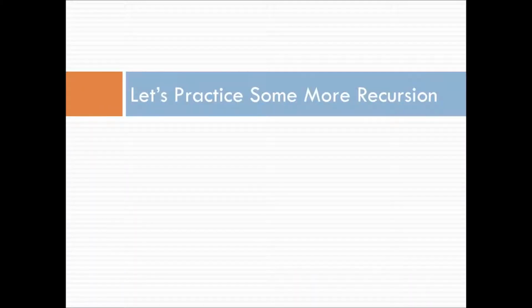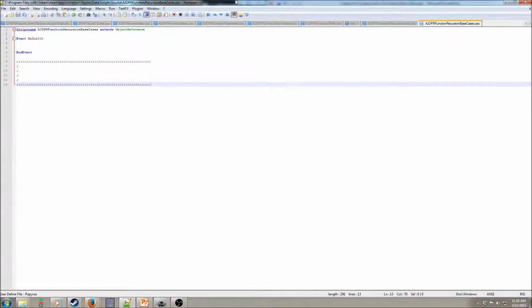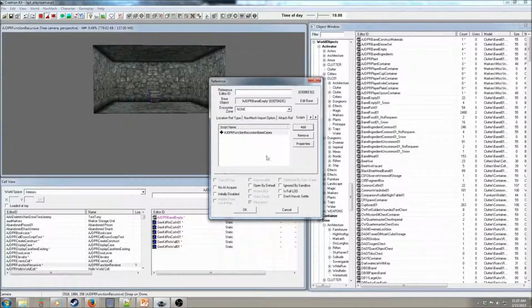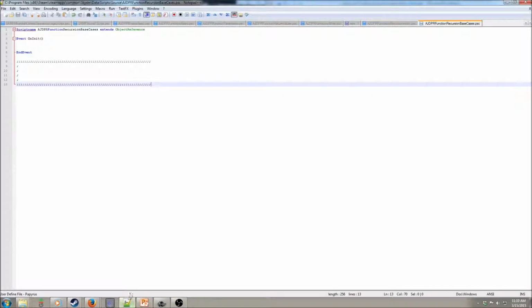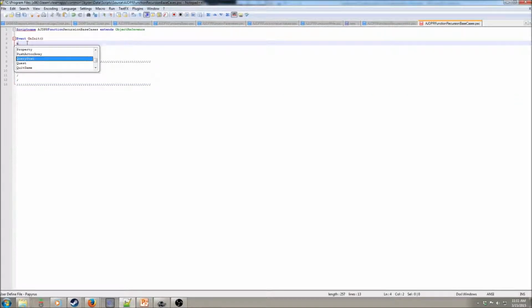Okay, now let's practice some more recursion by adding the functions that we just talked about for multiplication and division. So, the same cell, I removed the script from the last episode and replaced it with a recursion BaseCases script. It's going to only have an event on init, and let's do our first recursion problem, multiplication.